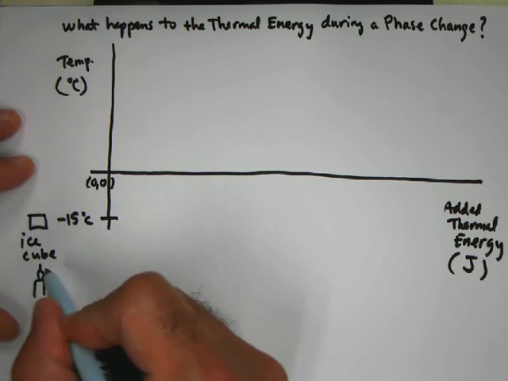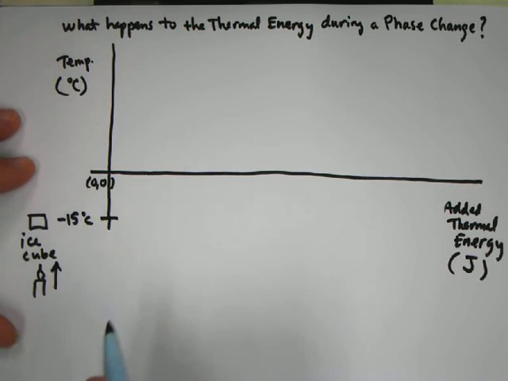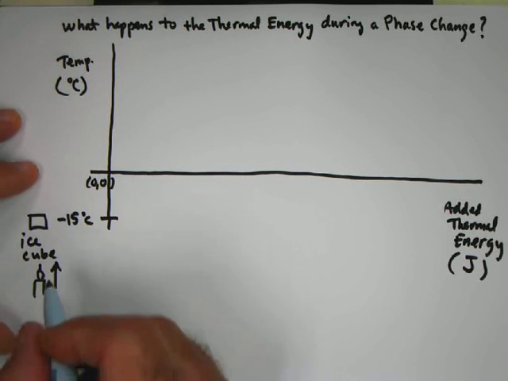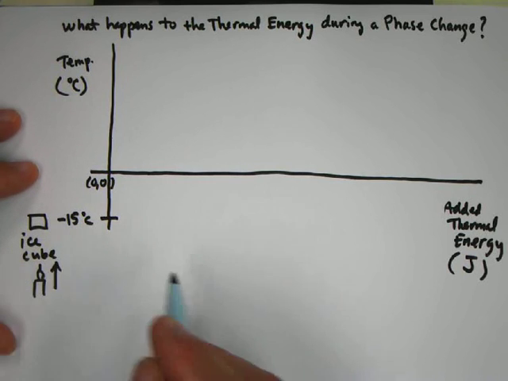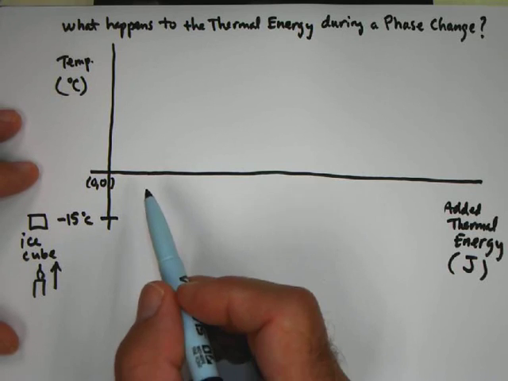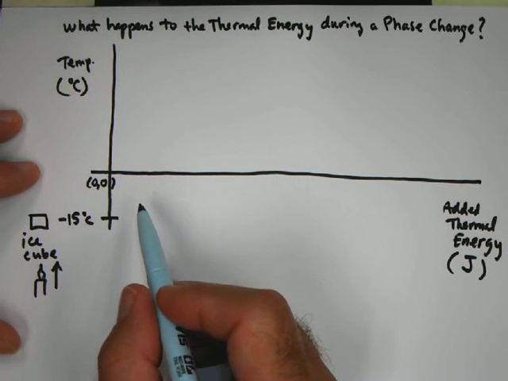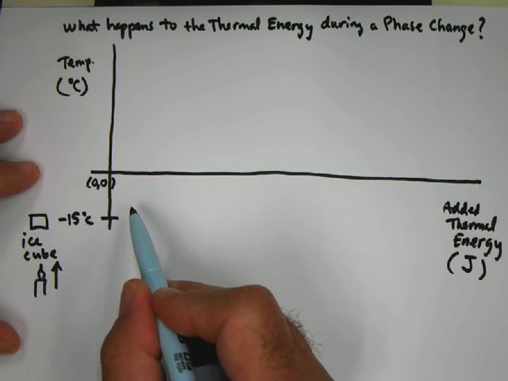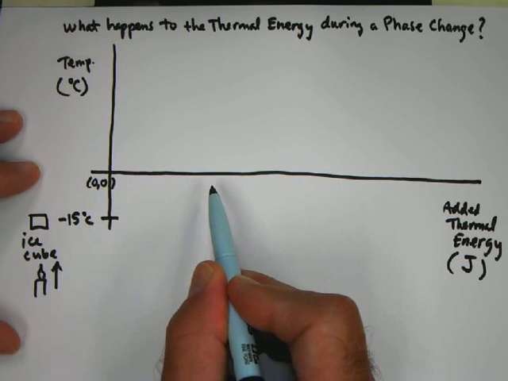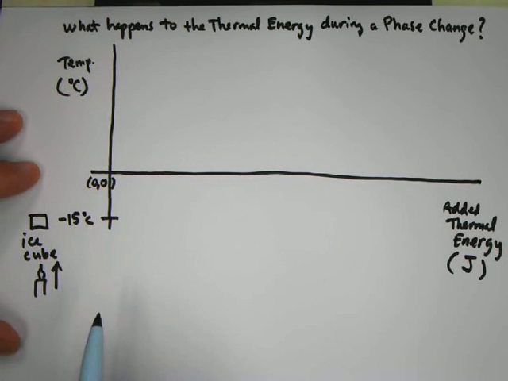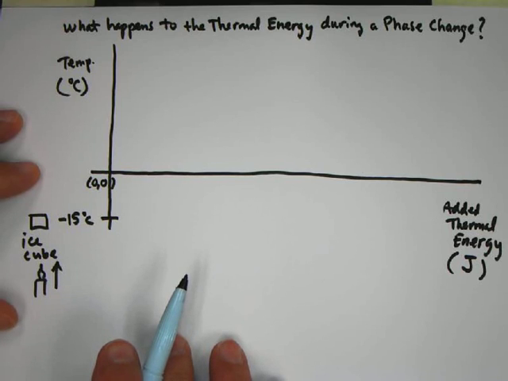We'll add that heat, thermal energy, to the ice cube at a continuous, steady rate. Okay? And so what's going to happen? We're going to see the temperature rise, and the amount of thermal energy that we added continues to increase. So we're going to end up seeing the graph go up and to the right, aren't we? Okay, but is it going to be a nice smooth curve? Well, it turns out it's not, because there are phase changes.